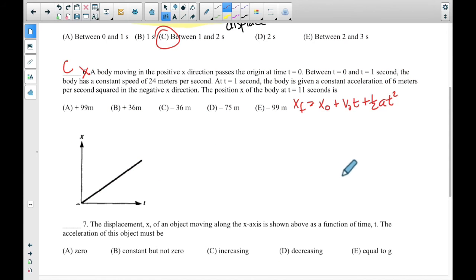Number 6, we're skipping. You don't have to do it. If you wanted to do it, this is the equation you would use, and you would plug in your numbers and solve from there. We will get to that next week.